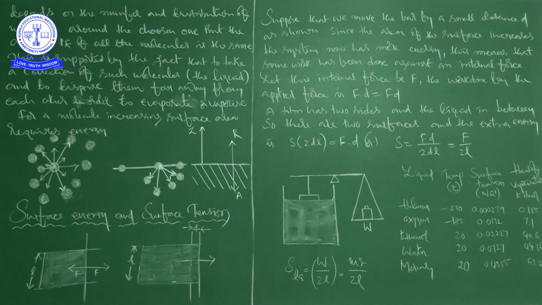So conceptually, in English words, what can we say? It is the force per unit length. It is as simple as that. Surface tension is defined as the force per unit length exerted by the fluid on the movable bar.